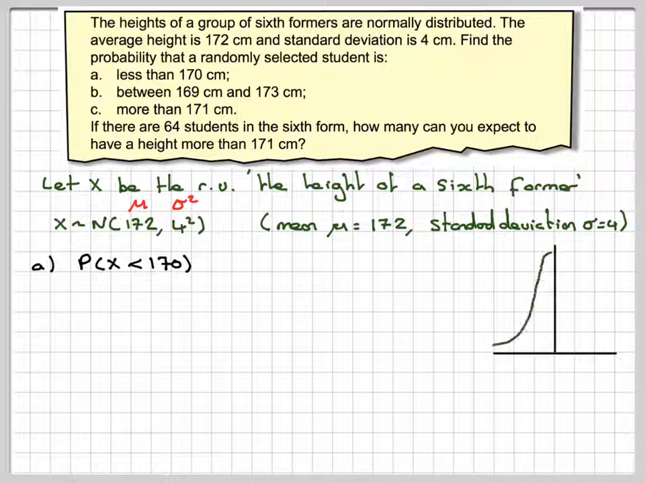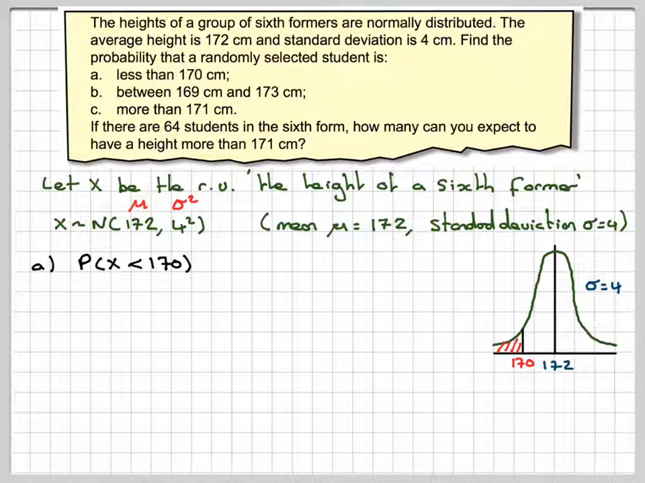Now it's always a good idea to draw a little diagram. So the mean is 172, it's in the middle. The standard deviation is 4. 170 is going to be somewhere over here. So we'll draw that. And we want less than, so we shade to the left of that line. That gives us a visual representation of what we're doing.